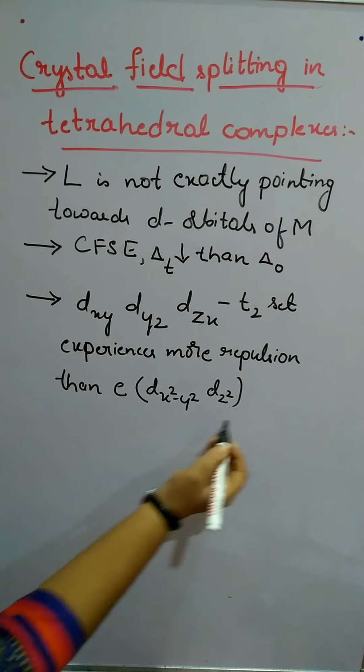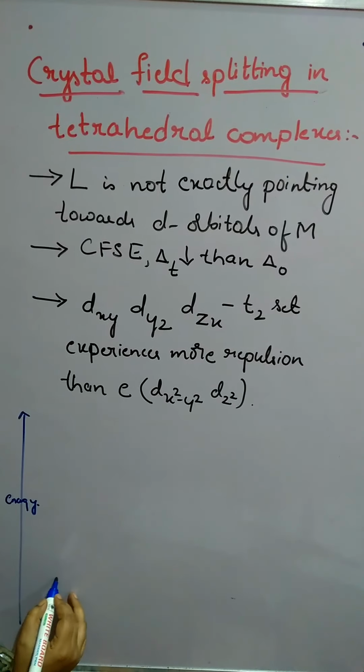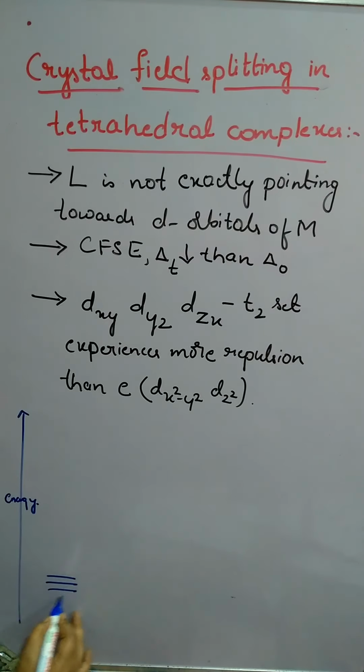This is our energy graph. We know that the metal has 5 degenerate orbitals.